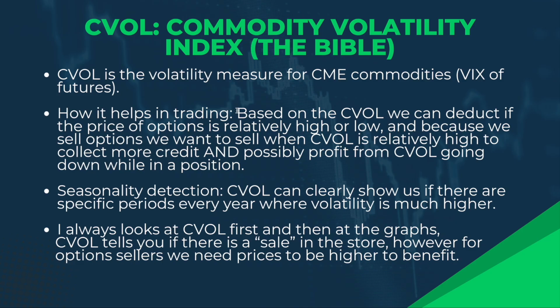So based on the CVOL, we can deduce if the price of options is relatively high or low. And because we sell options, we want to sell when CVOL is relatively high to collect more credit, and obviously possibly we can profit from the CVOL going down while in a position. So basically we want to sell our options as expensive as possible relatively, and once they go down in value due to theta or due to CVOL going down, we can close them out for some profit.